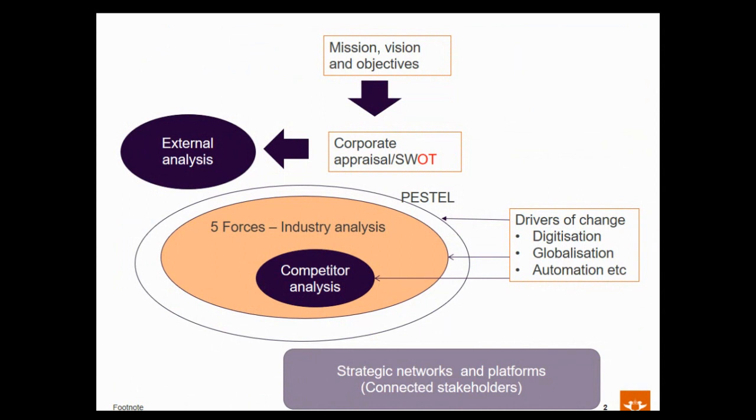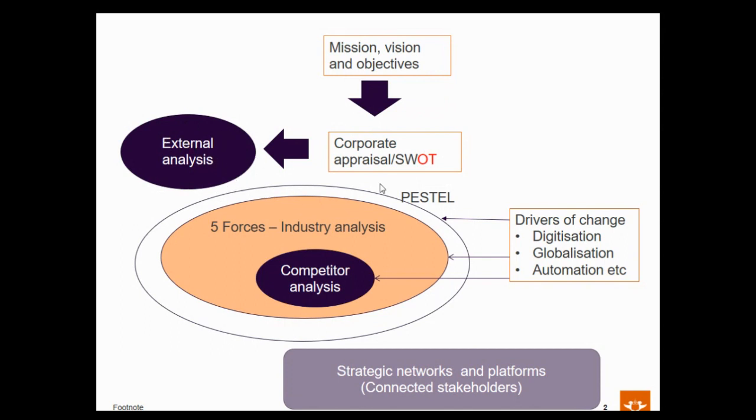So where does all of this fit into the rational model? So we know that the rational model consists of, firstly, starting with the mission, vision, objectives. We've covered that in chapter 2. Then we go on to performing a corporate appraisal, or also referred to as a SWOT analysis, where we identify strengths, weaknesses, opportunities, and threats. And if you look there at the opportunities and threats, the tool that we use to identify those opportunities and threats are the external analysis. And we have covered external analysis in chapter 4.